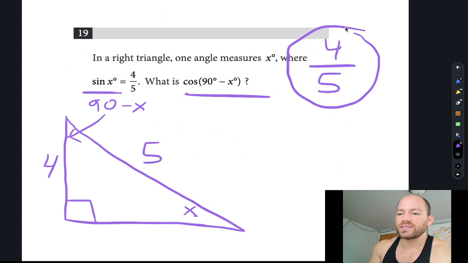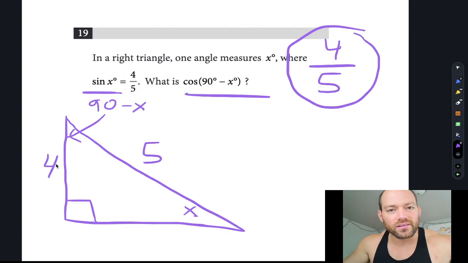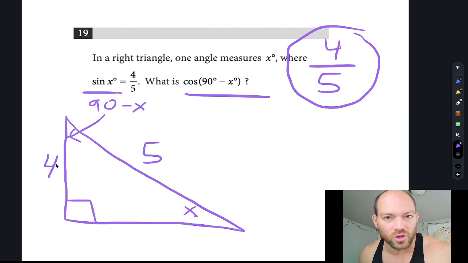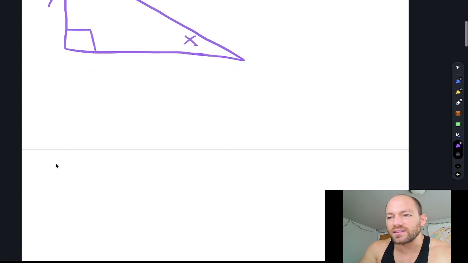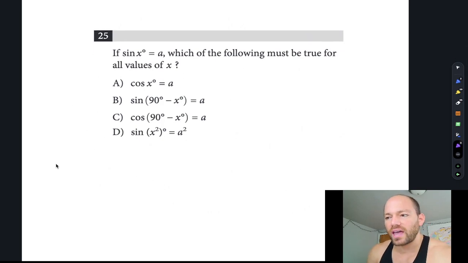The sine of one angle is always going to be the cosine of the other, because one angle's opposite side is the other angle's adjacent side. Okay, so we got that sort of taken care of here. This is one basic example of where you might see this problem show up, but you'll see they have very creative ways of testing this concept. Let's check out this next one. If sine x equals a, which of the following must be true for all values of x?